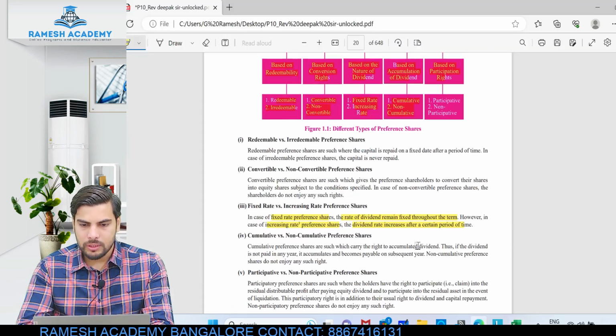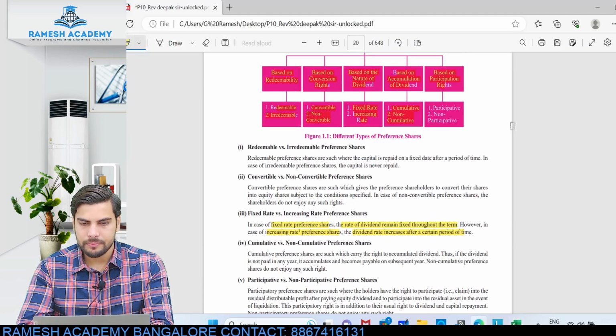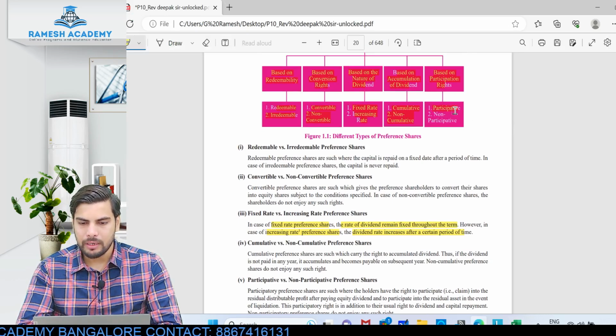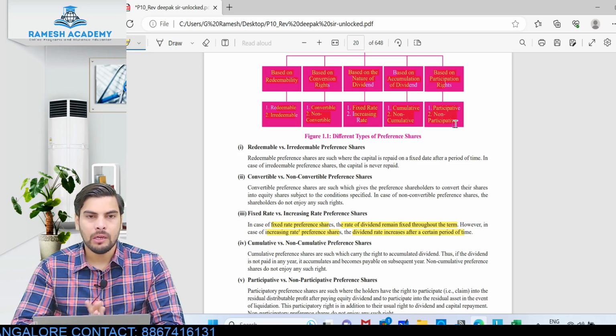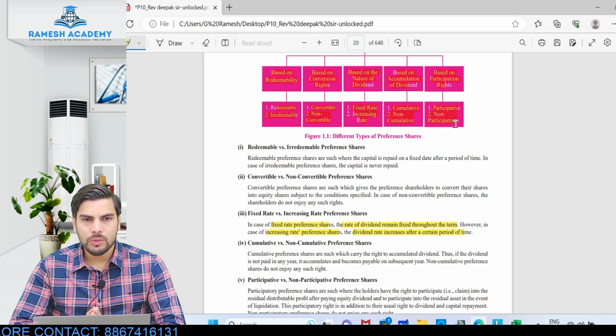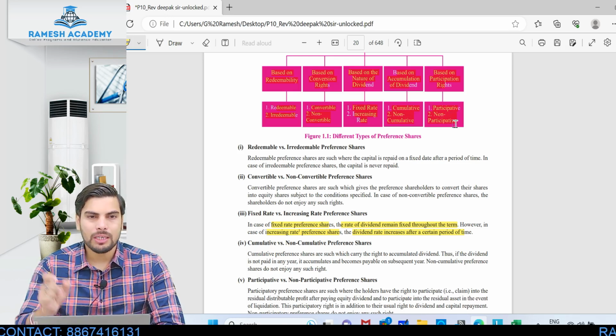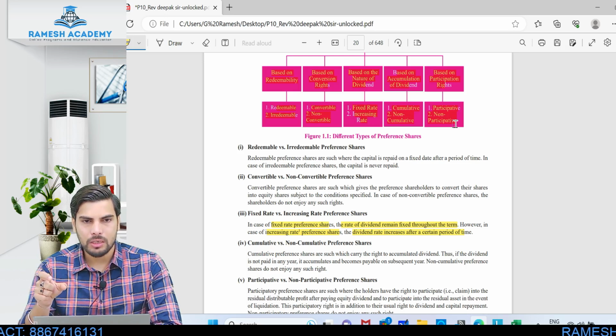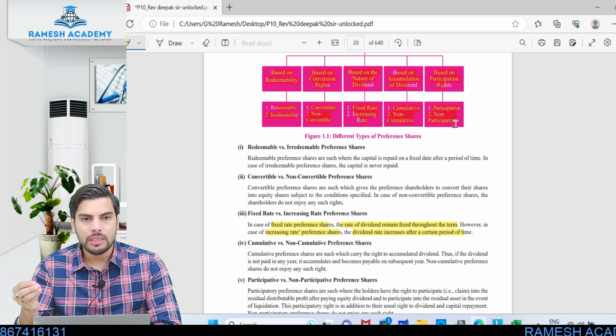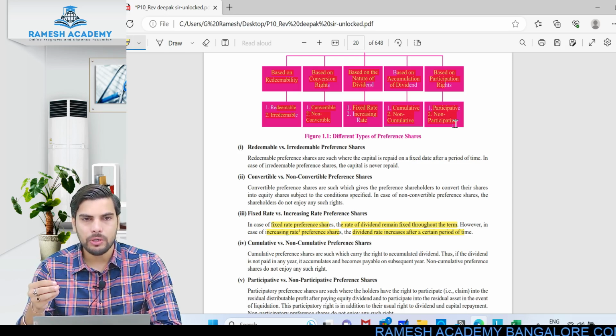Okay, so let's move on to the next type of preference shares. This is the last type: participative preference shares and non-participative preference shares. Now, the majority of students would go wrong over here. Whenever they see participating preference shares, they interpret these as shareholders who will be participating in the affairs or management of the company. No, shareholders cannot take active part in the management of affairs of the company.